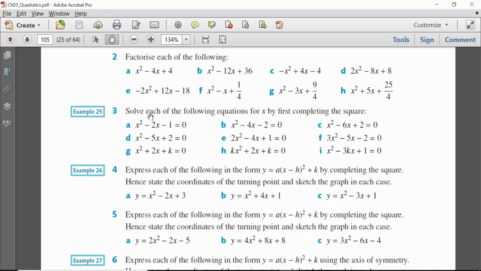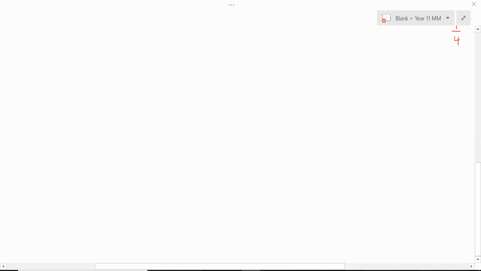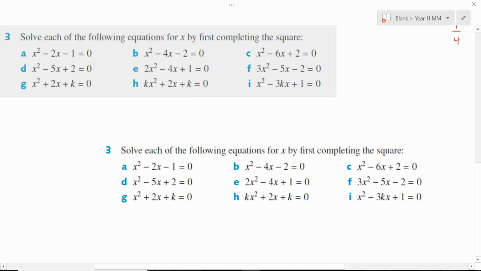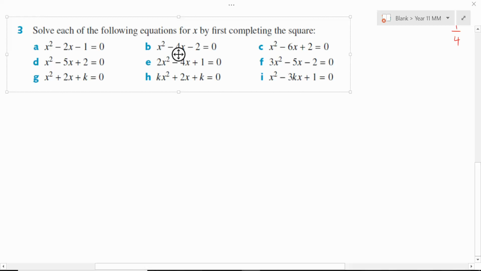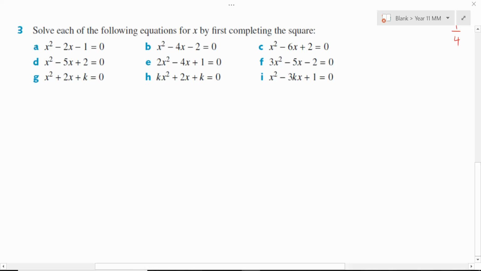Let's have a look at question 3. I'm going to do the easy ones first because I want to make sure that you're getting your head around how to complete the square and why you complete the square. So let's have a look.